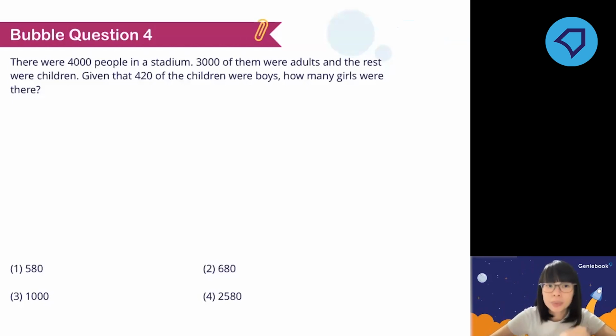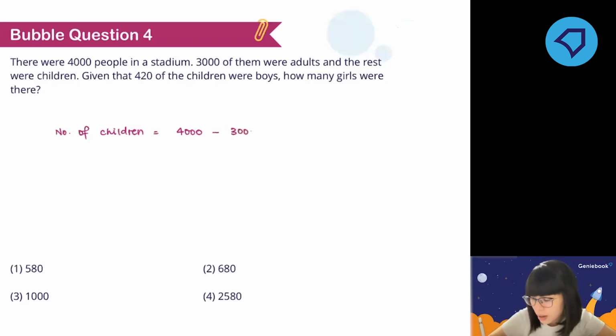All right, so Kaylin says the first thing that we need to do is to find how many children. We know that there's a total of 4,000 people. 3,000 of them were adults. So we want to find the number of children. Is it easy? Number of children. You're going to take the total number of people, which is 4,000, minus 3,000, because 3,000 of them are adults, correct? Means how many children are there? Why is 4,000 minus 3,000? All of you can get this correct.